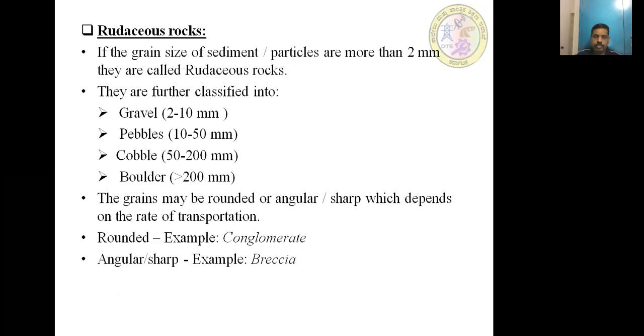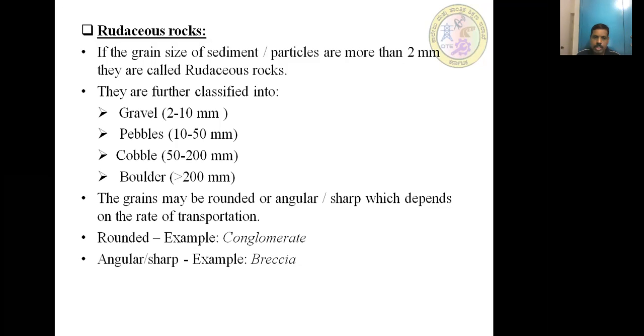Coming to rudaceous rocks, if the grain size of sediment or particle is more than 2 mm, they are called rudaceous rocks. They are further classified into gravel, that means 2 to 10 millimeter in size, pebbles, 10 to 50 millimeter in size, cobbles, that means 50 to 200 millimeter in size, and boulders, they are more than 200 millimeter in size. The grains may be rounded or angular, which depends on the rate of transportation.